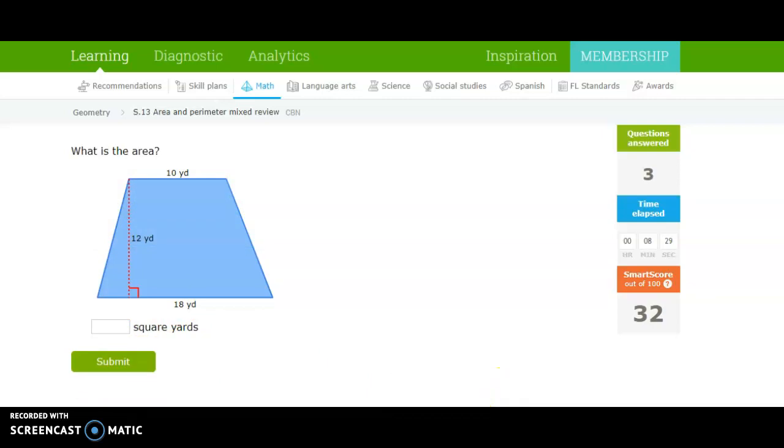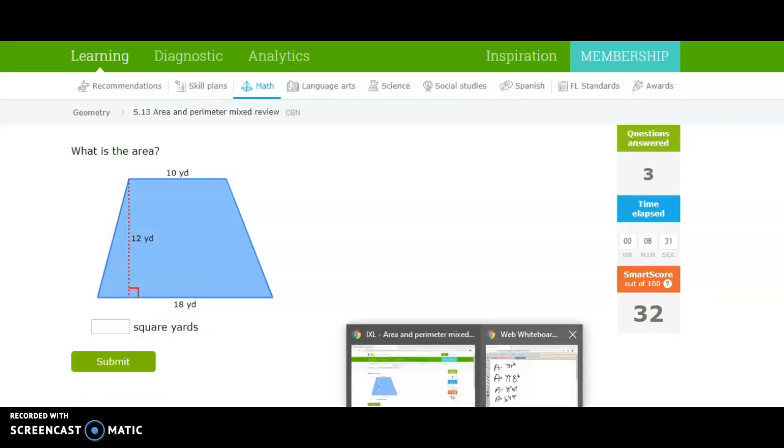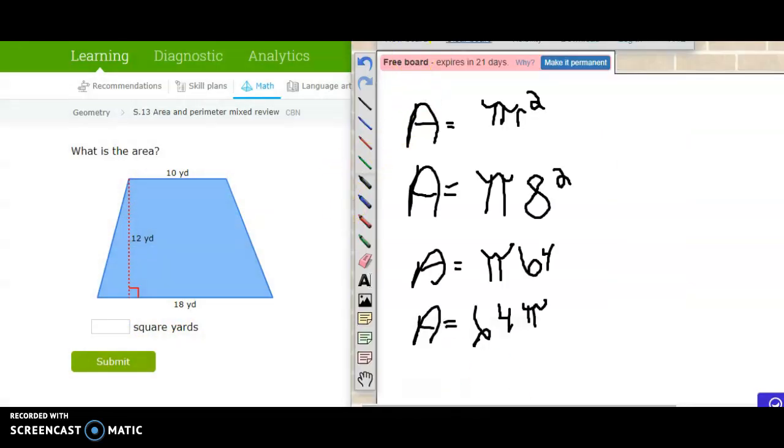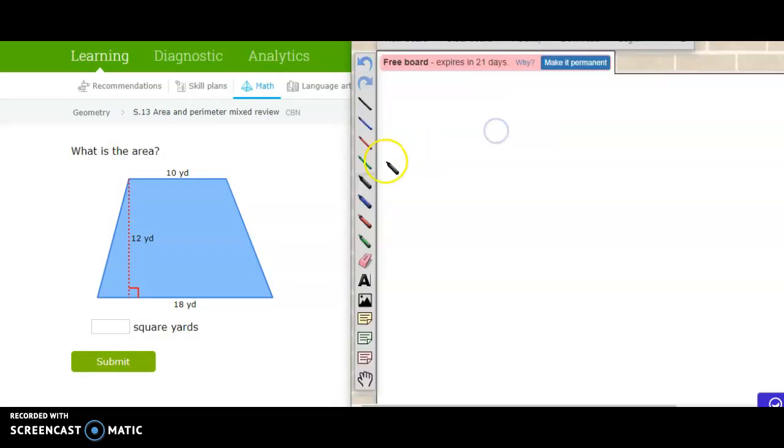Last thing we'll look at before I sign off for this video is, again, you're always going to look at what the question is asking and identify your shape. So this wants to know the area. What shape do we have? That's right, we have a trapezoid.